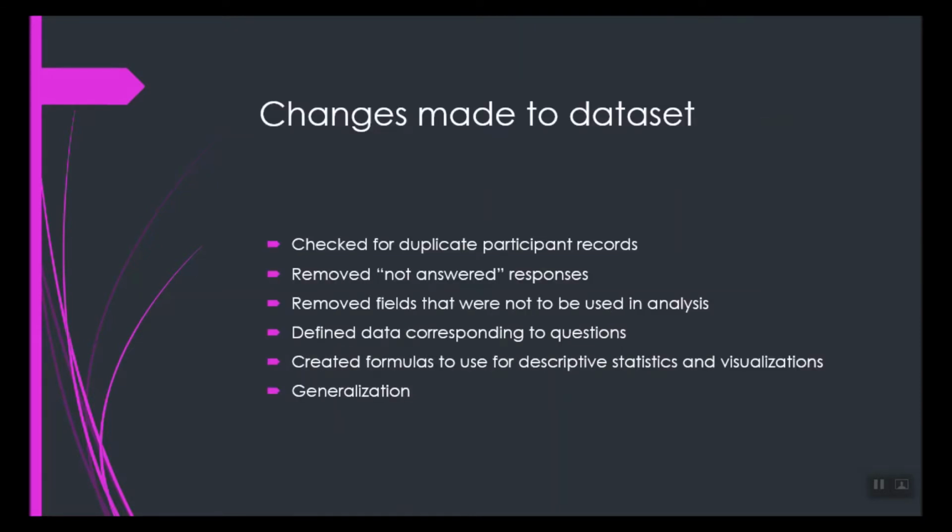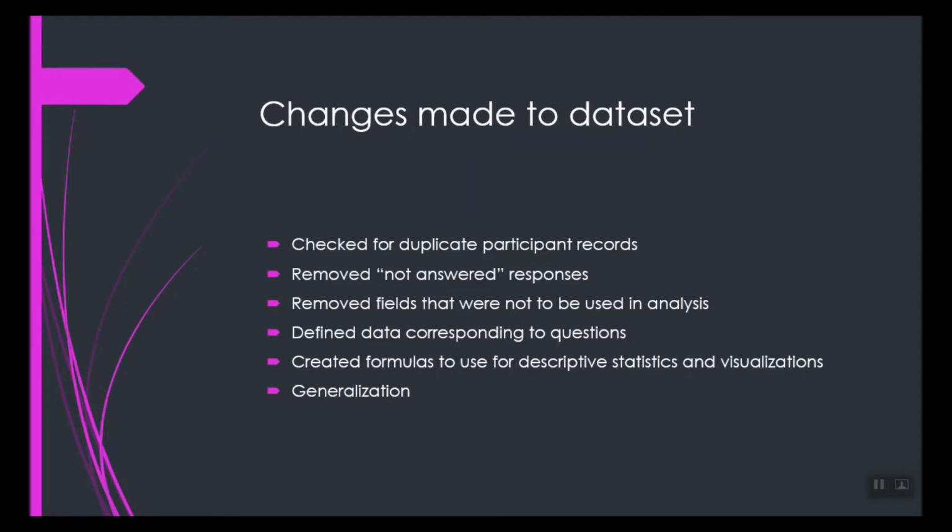So some changes that I made to the dataset were that I checked for duplicate participant records to make sure that no one was being repeated. I removed not answered responses, or for example, also decline to answer, or don't know or don't understand the question, things like that. I focused mainly on the main answers that were necessary. I removed fields that were not to be used in the analysis because there were many questions in the study. I didn't need to use all of them for our purposes.